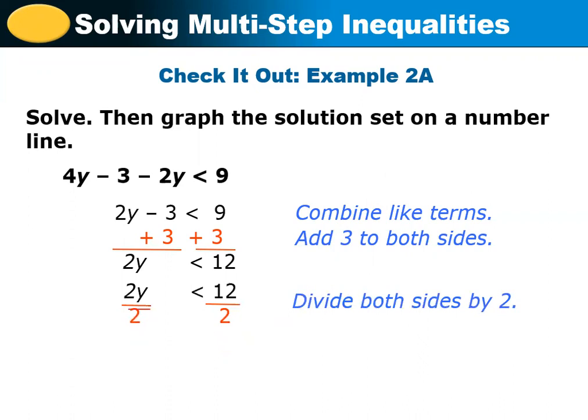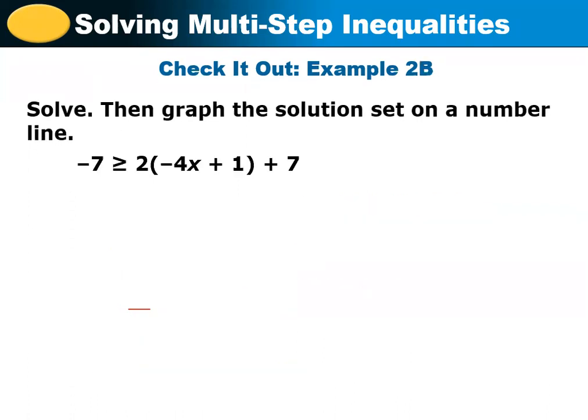Then it will be 2y divided by 2 and 12 divided by 2. So I have y less than 6. In this case, we have to plot the point on 6 and extend to the right or to the left. Exactly, it will be to the left side. In this case, it's your turn to try to solve it by yourself.